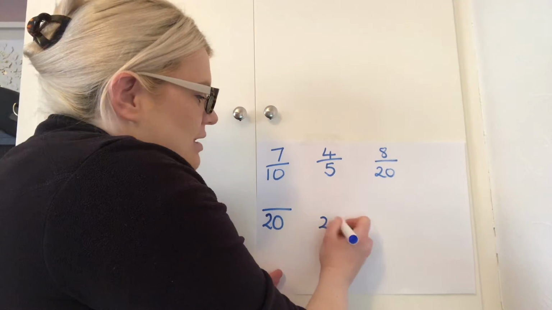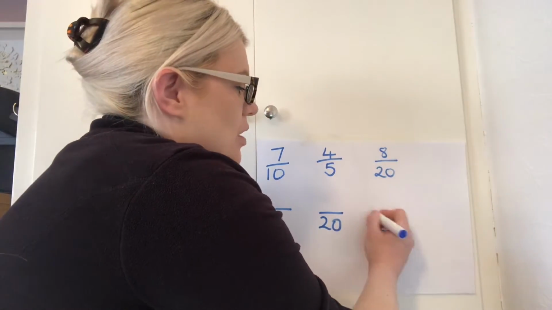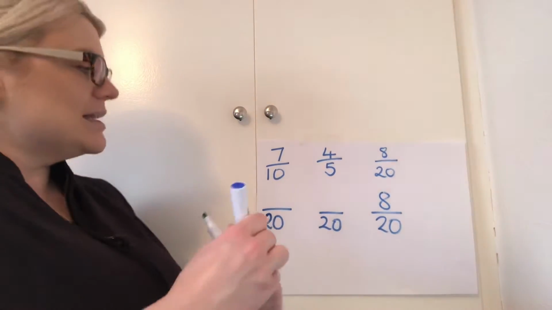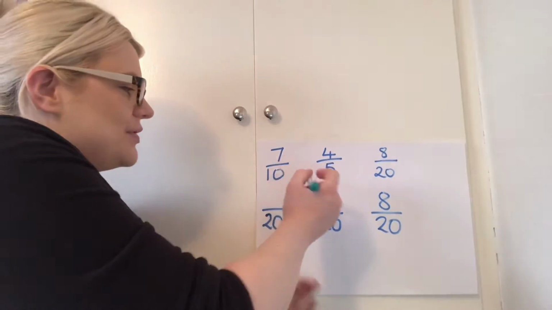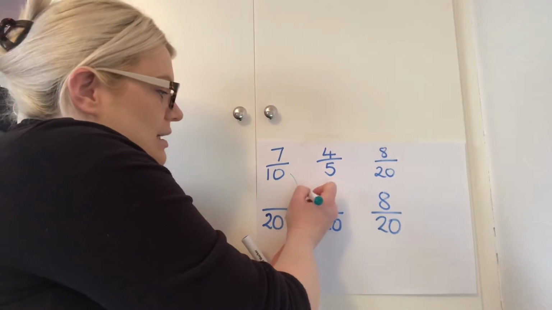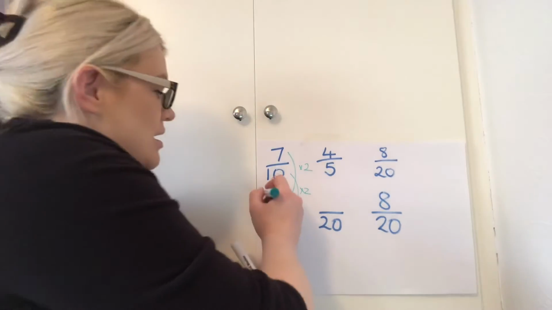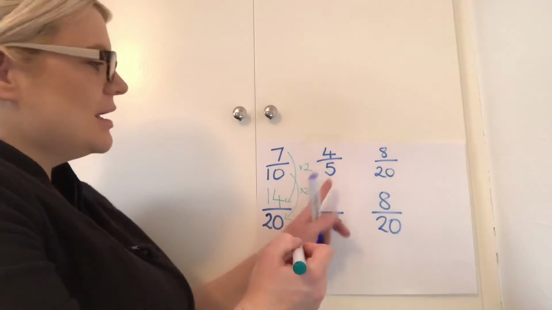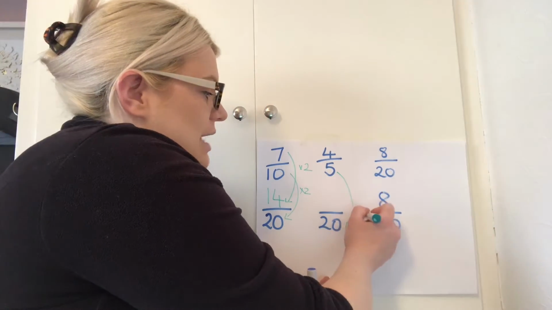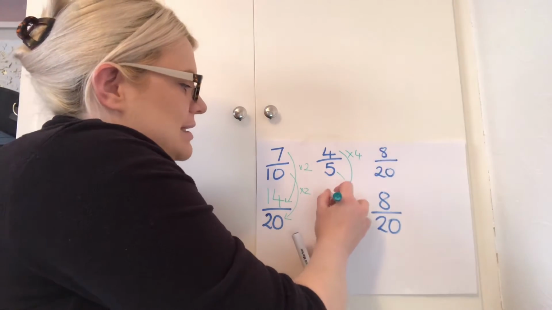So I'm going to have to change the 10th to 20. I'm going to change the 5th to 20. And obviously this one, I do not need to change because it's already in 20ths. Okay, so let's have a look now. So here I have 7/10. So I times 10 by 2 to get to 20. Therefore, I must do the same to the numerator. We've done this a lot now. So that becomes 14/20. If I move on to my 4/5, I times 5 by 4 to get me to 20. So I must do the same to the numerator, times it by 4, and I get 16.